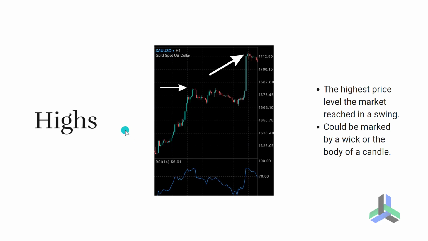Highs. Now, what's a high? The highest price level the market reached in a swing. Okay, so it means that when the market price swings in a certain direction, the highest point it reaches at that time is what we call the high. This could be marked by the wick of a candle or the body of a candle. Okay, so for this chart you can see the highest point it got is here. So in this chart we could mark this as the high point, I mean, the highest point where price reached in this given period.